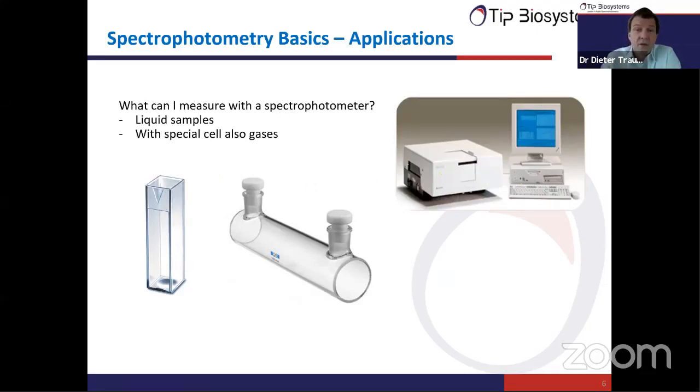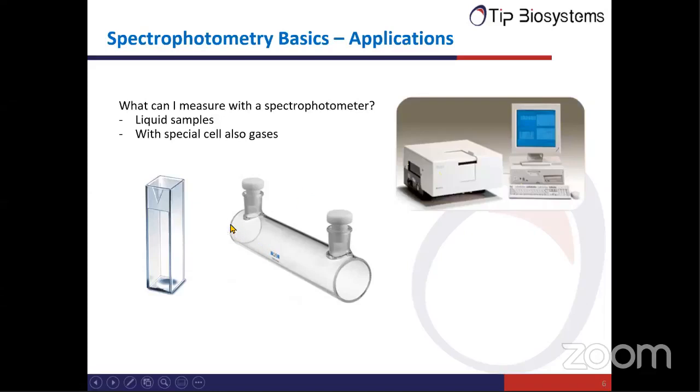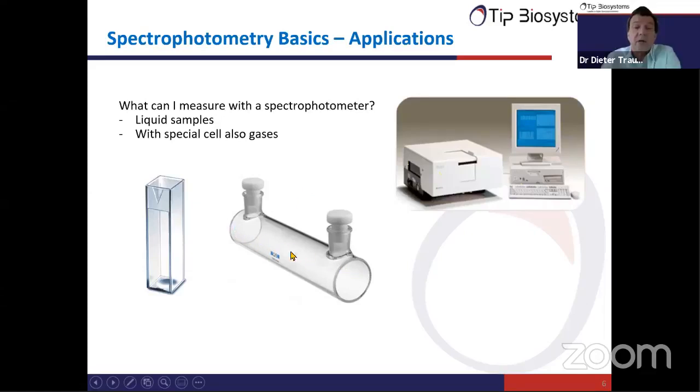Actually, it's not limited to a liquid. Spectrophotometers can also measure gases. And here you see another cell. It's basically a cuvette. It's a cell where you can pump in a gas, and you can measure the absorbance of the gas. But typically gases do not absorb that much. This is why we have here in this cell a very long optical path, maybe 10 centimeters. But our optical path here in our cuvette, the standard length, is 1 centimeter.